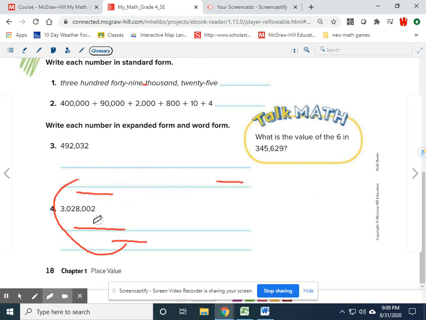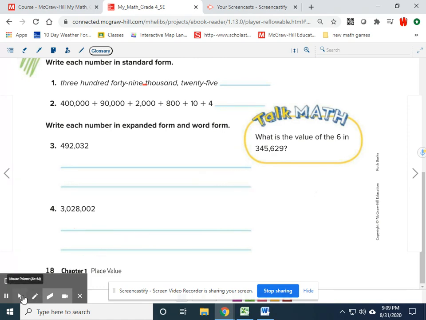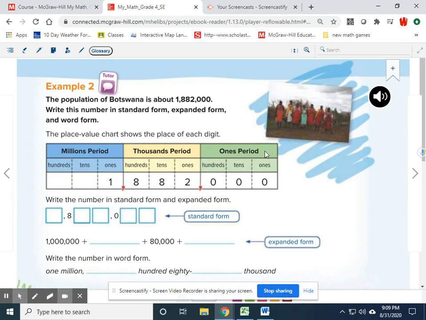Sorry, it's taking a couple seconds here. Okay. So let's look up here at example 2. It says the population of Botswana is about 1,882,000. That's a big number. So we're going to write this number in standard form, expanded form, and word form. We're going to use the place value chart over here to show us the place of each digit.